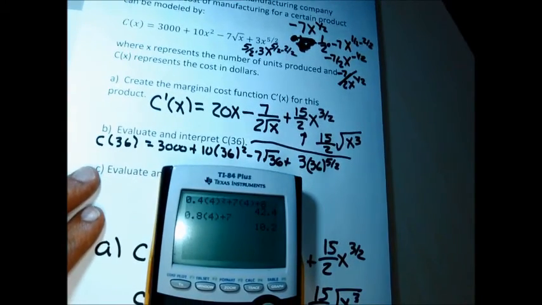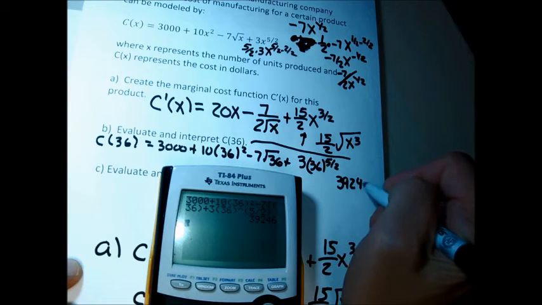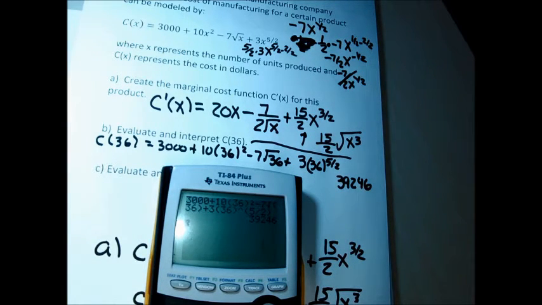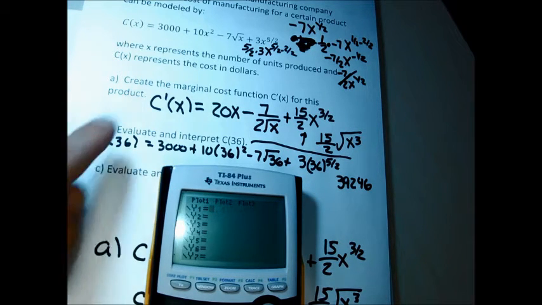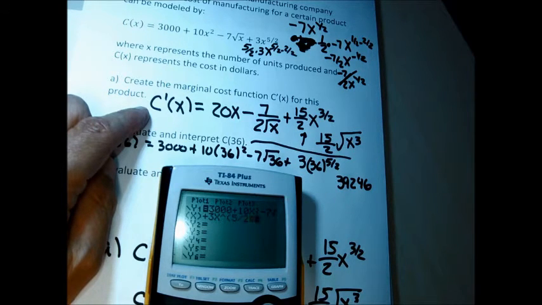So clear, 3,000 plus 10 times 36 squared minus 7 second square root of 36 plus 3 parentheses 36 exponent parentheses 5 divided by 2. And I get $39,246. And again, I don't like using the main screen to plug in numbers to a function. I think the more efficient way to do it would go y equals, enter the original function, 3,000 plus 10x squared minus 7 square root of x plus 3x up arrow parentheses 5 divided by 2.